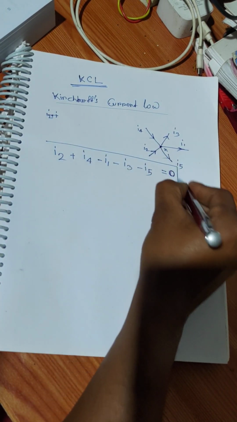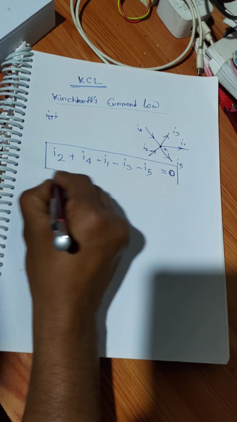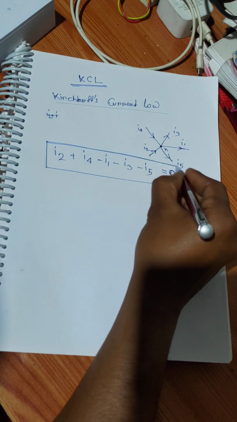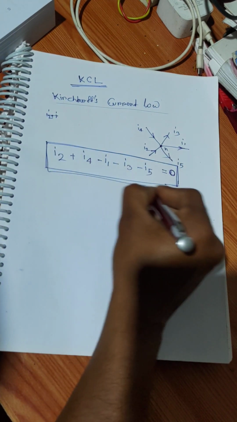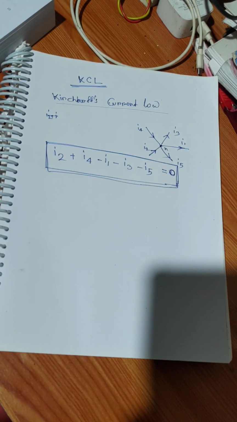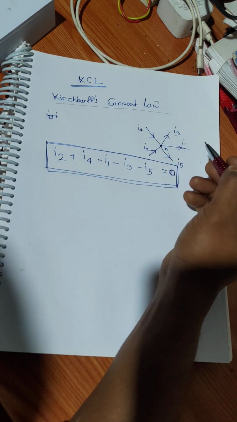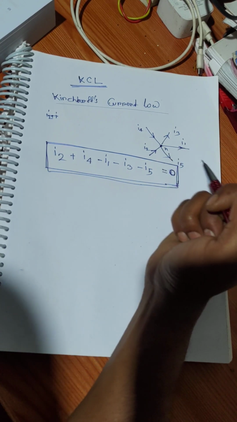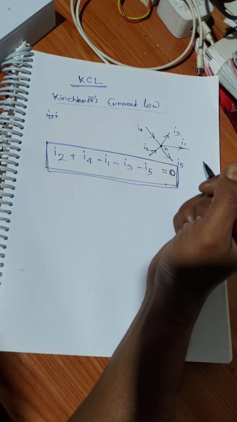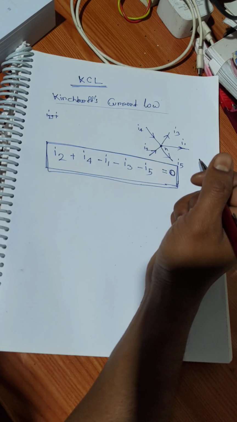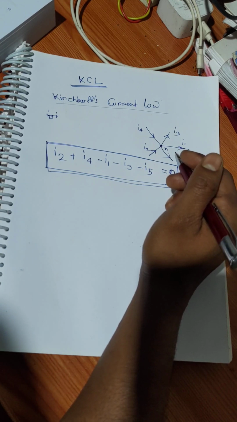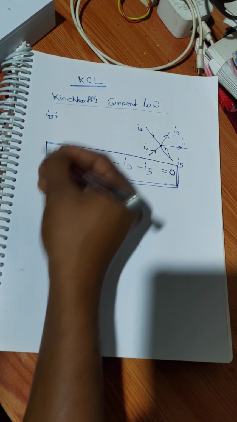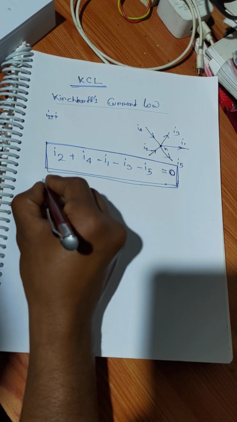Okay, this is Kirchhoff's current law. So the algebraic sum of current coming in and current going away from a node is 0. Okay, let's write it down.